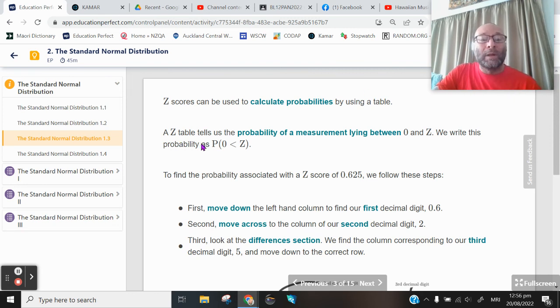And a Z table tells us the probability of a measurement lying between 0, which is right at the mean, and Z standard deviations. And we're going to write that as the probability of 0 less than Z. Okay? And really important to mention that the Z table tells you the probability of being between 0 and Z standard deviations from the mean. Please add this to your notes. The Z value tells you the probability of being between 0 and Z standard deviations from the mean.